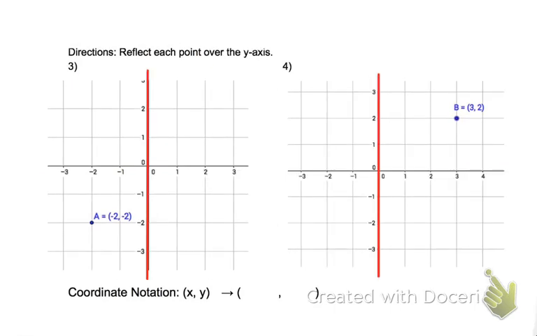For number 3 and 4, we're going to reflect these over the y-axis. So we're going to reflect it over that red line right there. When I reflect it over that, think of flipping it over that red line. We would be at this point right here. I'm going to label that A prime. So it's 2 units away from the y-axis on both sides. It's 2 units away here, 2 units away here. And our coordinate would be 2, -2.